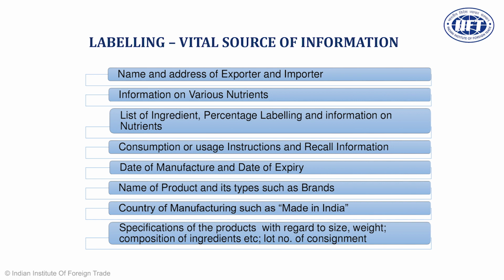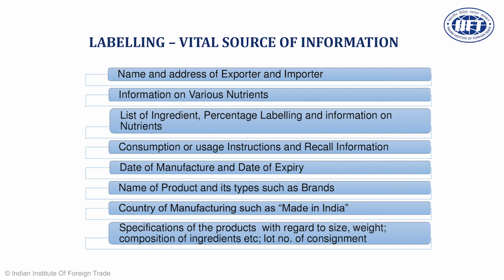Also the issues related to direction for use and storage, how to keep in a cool and dry place. Those are the issues. Okay, dear friends. So labeling is a vital source of information. It provides information about name and address of exporter and importer, various nutrients, ingredients. It talks about how to use it, how to recall it, date of manufacture, date of expiry, which brand it is, where it has been manufactured, information about size, weight, composition, ingredients, and lot of the consignment.